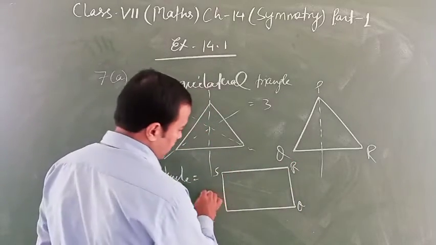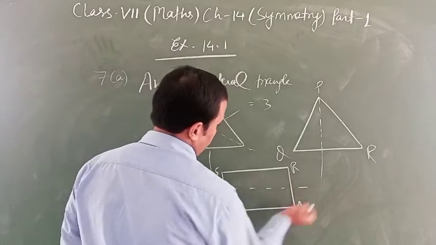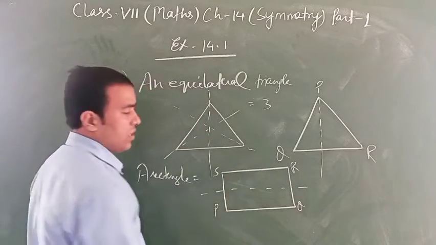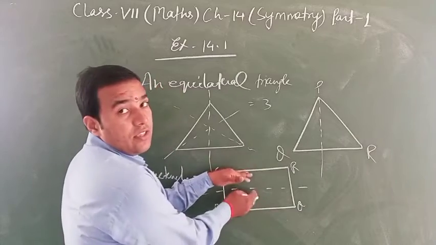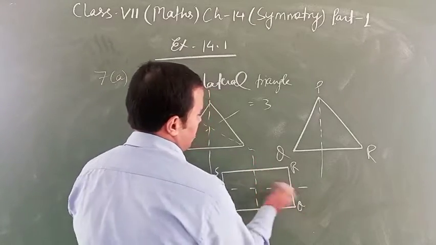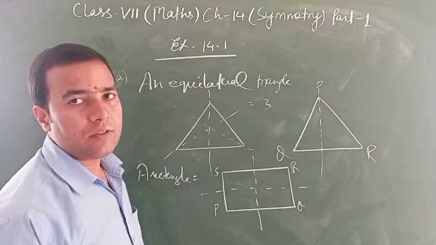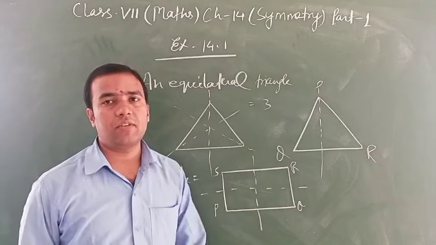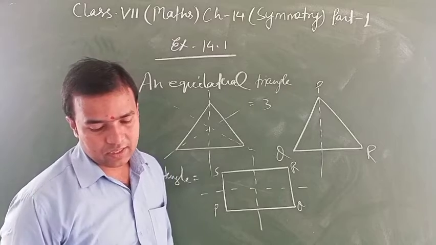Okay. If we make a line here, it is a line of symmetry, 1 line of symmetry. If we fold like this, clear? That is an equal part. If we fold like this, it is also an equal part. Clear? It means we can make 2 lines of symmetry only in a rectangle.